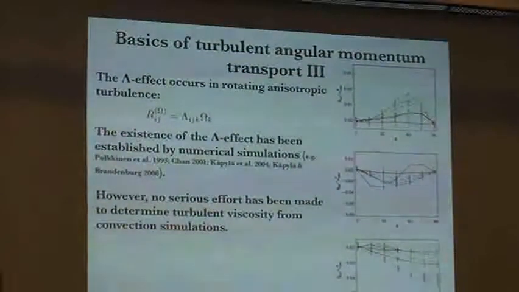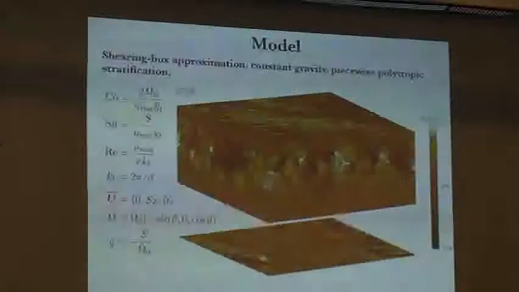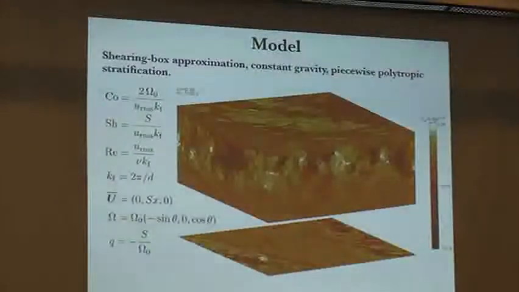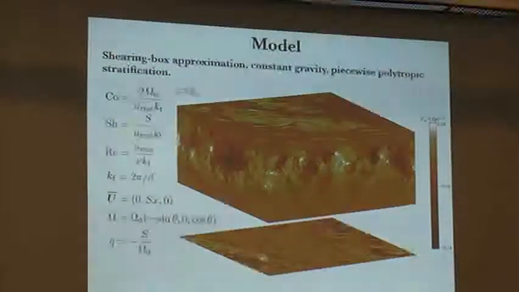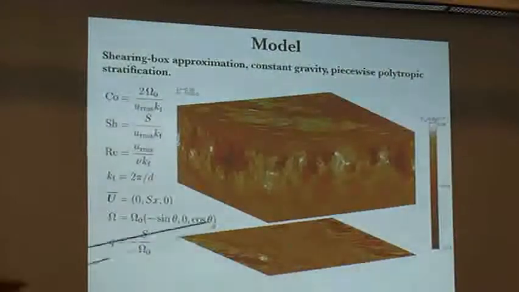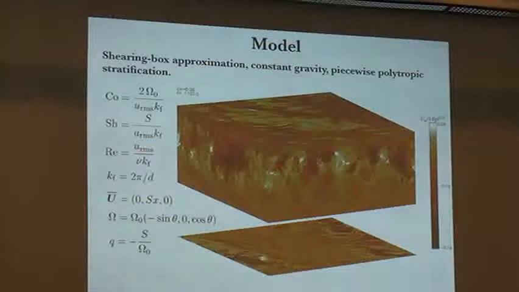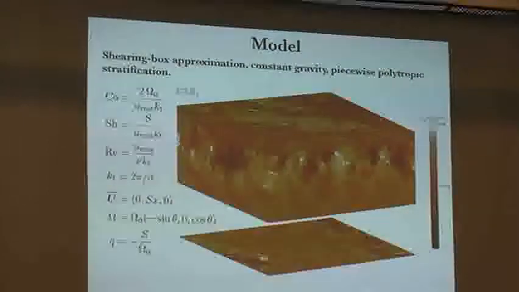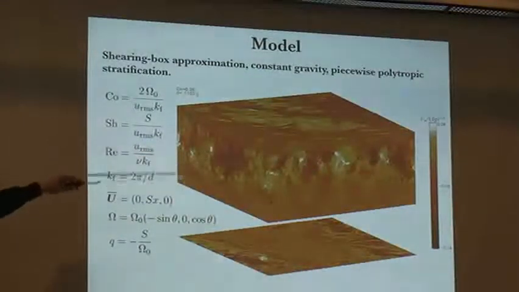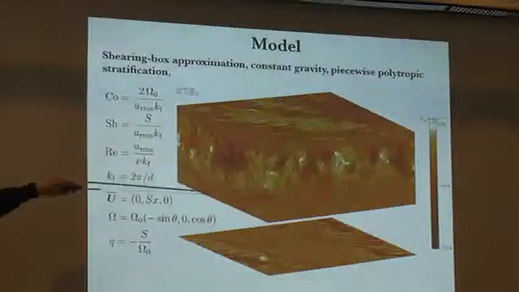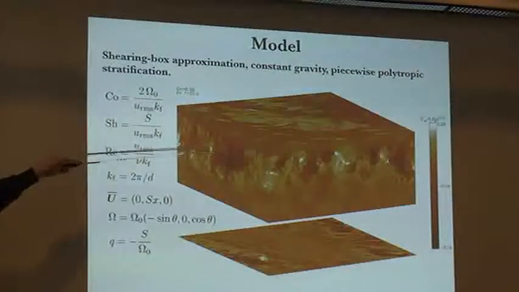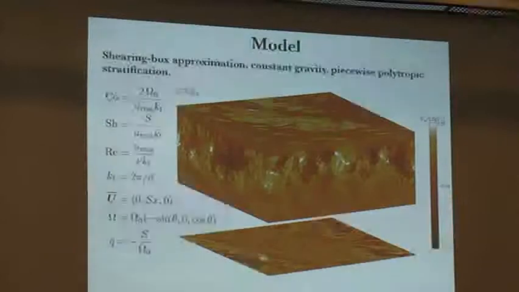Okay, so what we then want to do, our model is one that has been presented here many times probably. So we have a Cartesian box where we have ideal gas, which is heated from below, and then we arrange our thermal conductivity so that we have a convectively unstable layer in between two stable layers, below and above. And above we also apply cooling, which keeps the temperature constant.